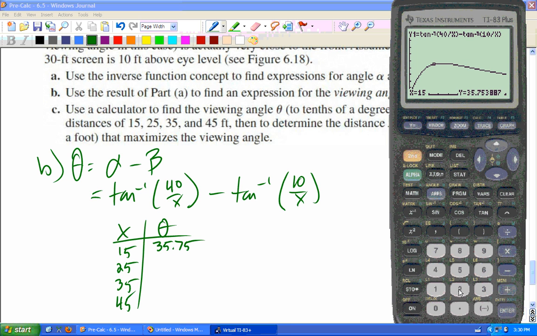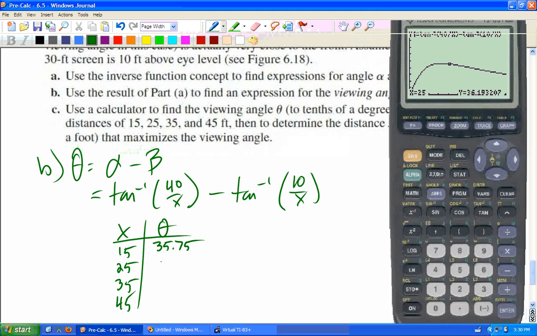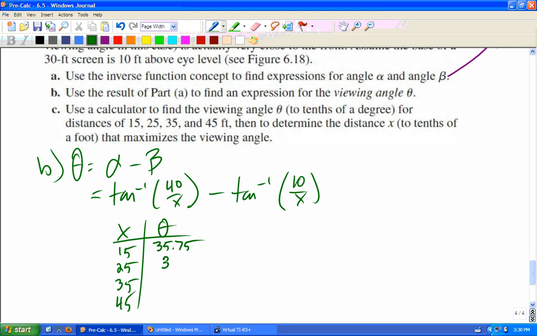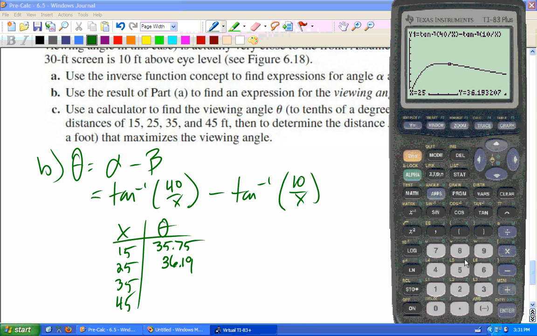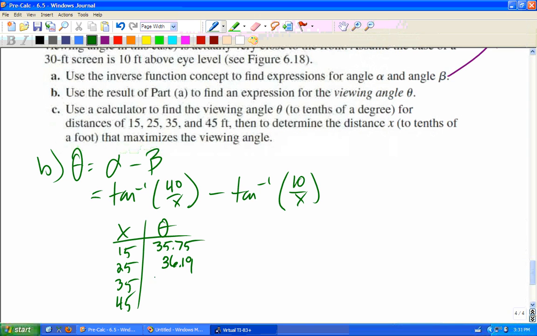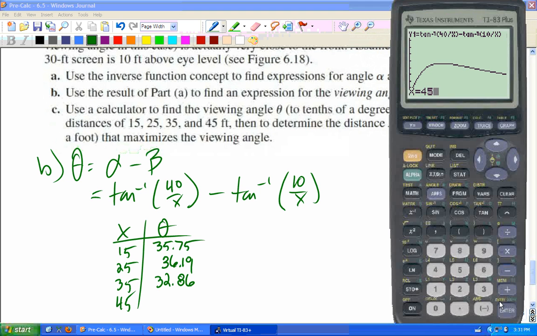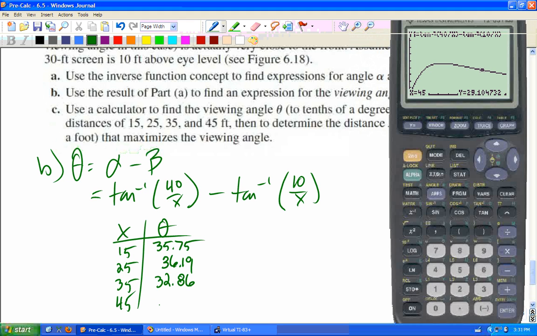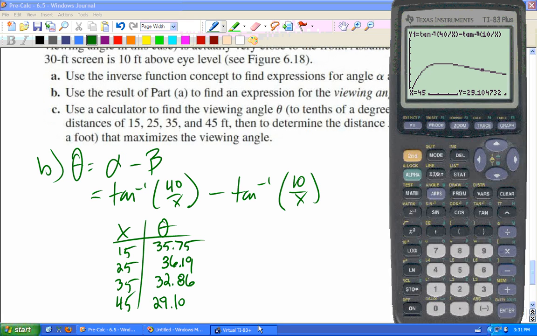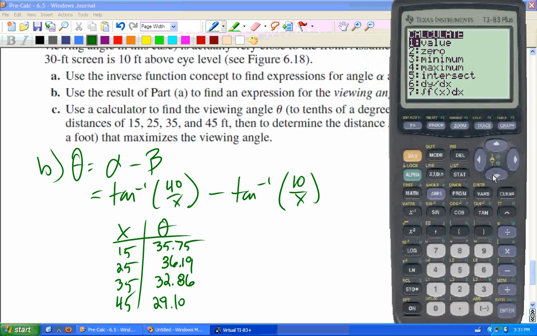Repeat the process with 25. Enter. 36.19. With 35. And enter. 32.86. And finally with 45. Enter. 29.10.